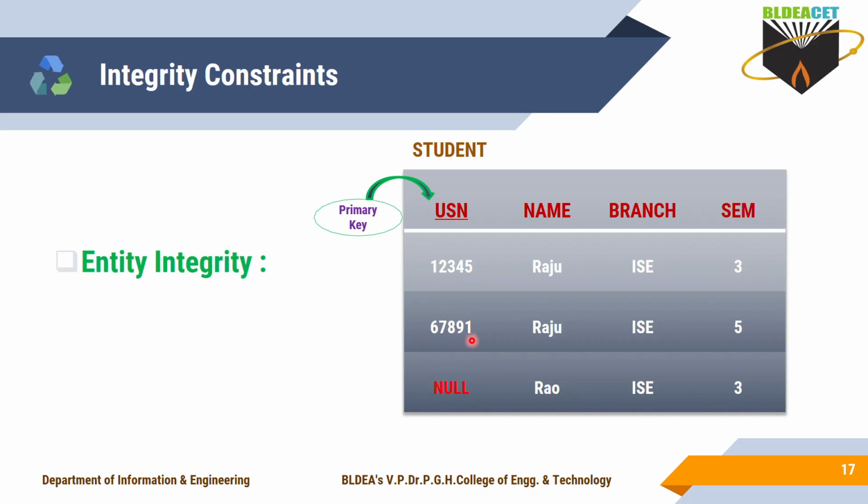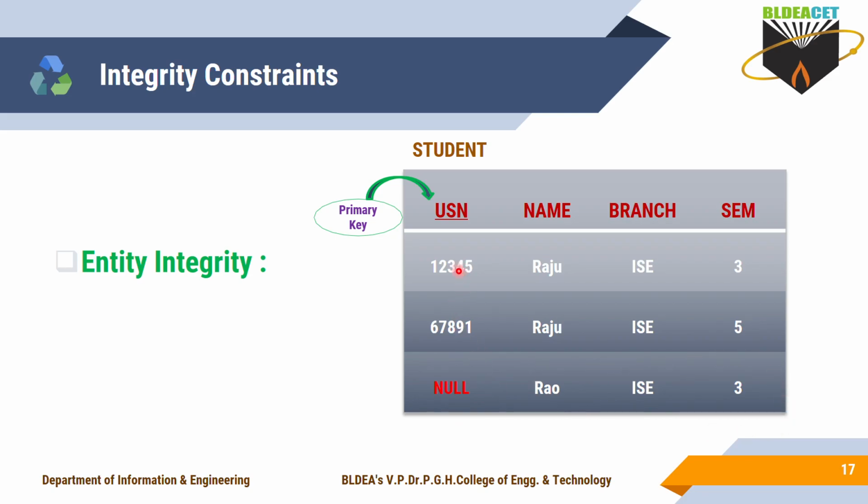In the same way, 67891 is unique here. With the help of this USN number, I can identify the student. If I tell the USN number, then this is the information related to that particular student. That's why this is your primary key. Then what does entity integrity tell us here? For example, if I don't know the USN number and in its place I enter null, what happens? Is it possible to identify that particular student?